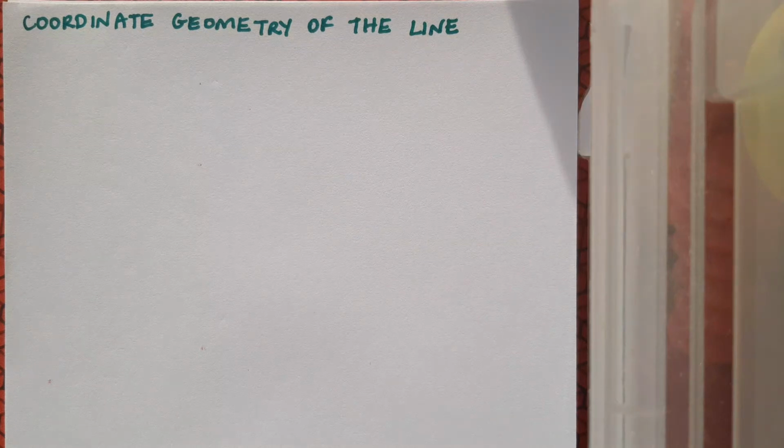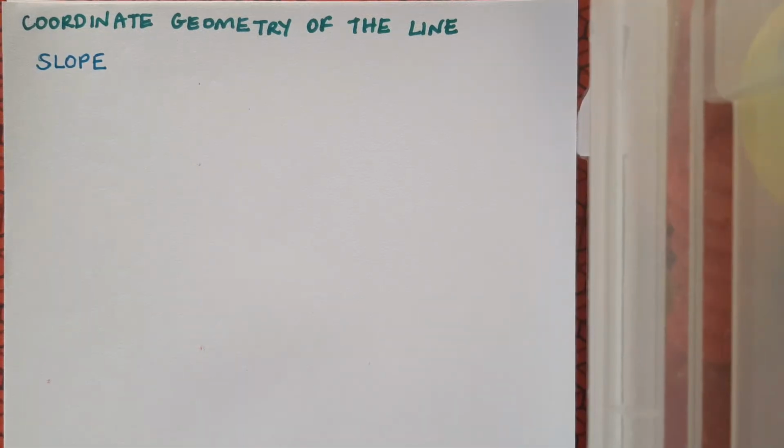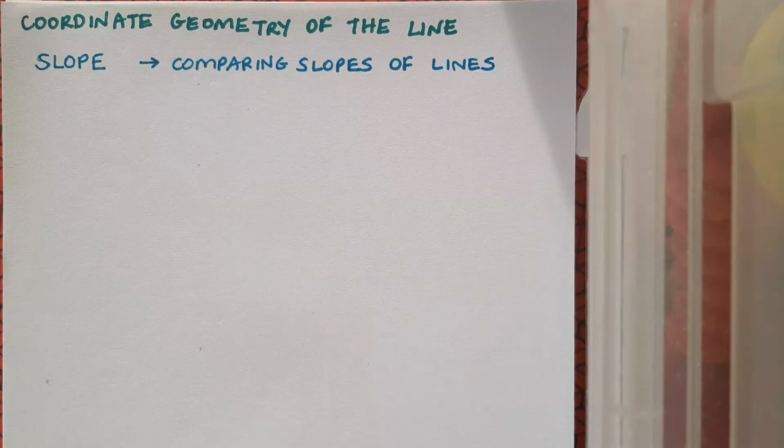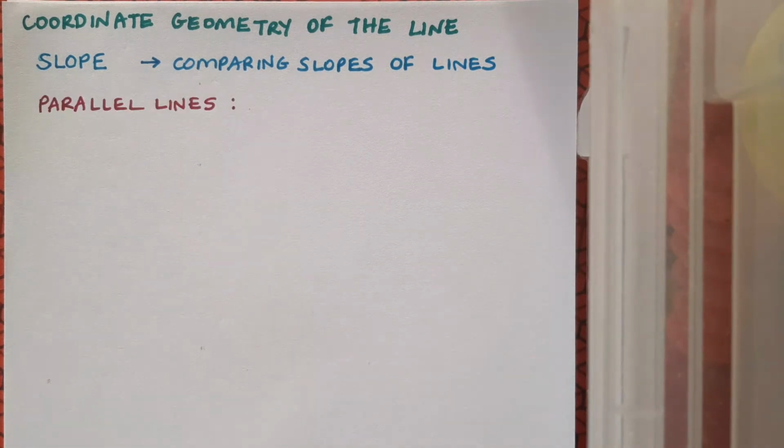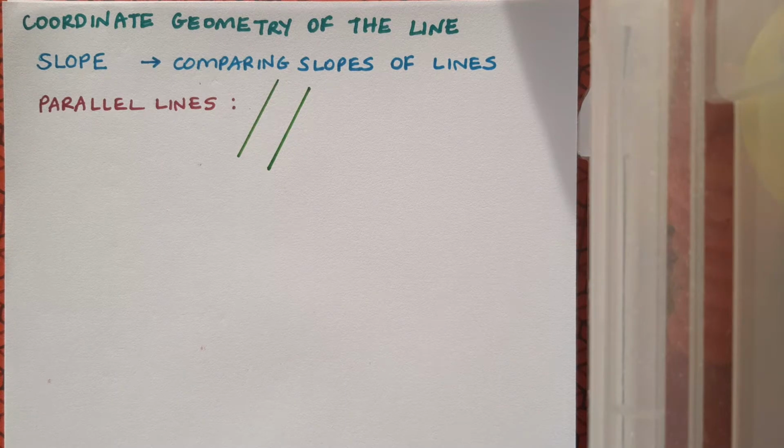On coordinate geometry of the line, we're going to be looking at slope, and in particular we're going to be looking at comparing the slopes of different lines. And there are two particular circumstances that I'm interested in, and the first is what happens when I have parallel lines. So here we have a pair of parallel lines, and I'm going to stick a little pair of matching arrows in them just to really make it clear that they're parallel.